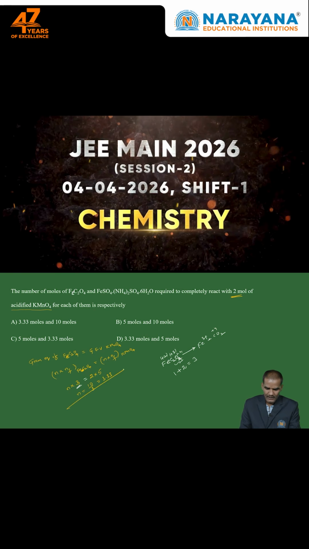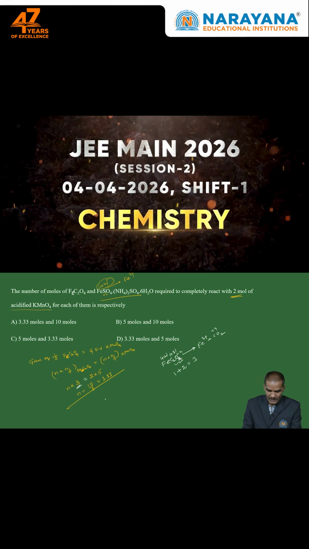And in a similar way, we have to identify for Morse salt. In case of Morse salt, here iron is in +2 oxidation state and sulfur is in +6 oxidation state. So sulfur won't be oxidized further in the presence of KMnO4. Only the ferrous ion has a chance to undergo oxidation. So here only ferrous ion is converted to ferric ion.